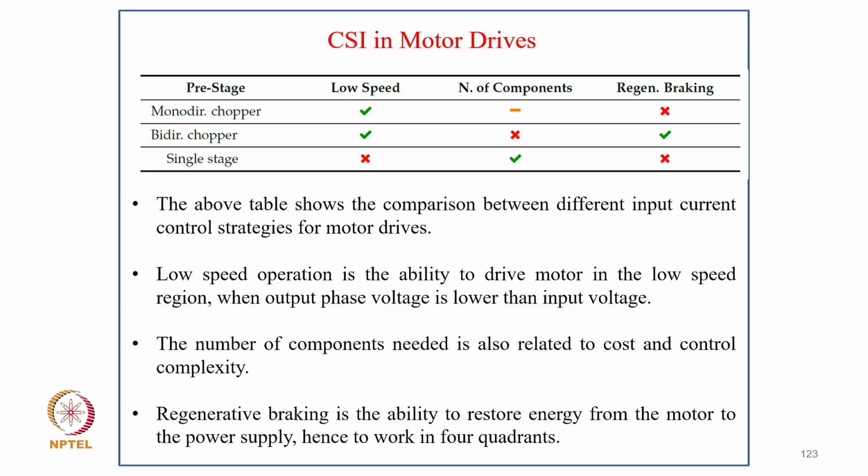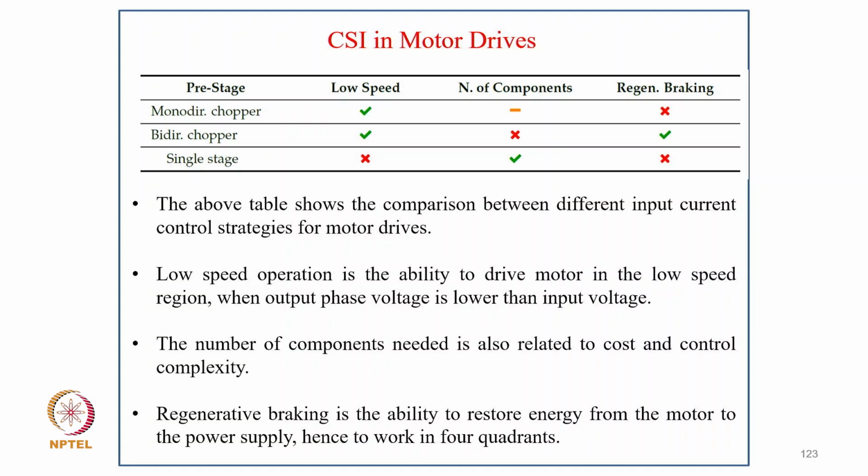Coming to the CSI for motor drives, the DC chopper is considered good for low speed. The number of components is normal, but regenerative braking is not possible. In the bidirectional chopper you can have regenerative braking, but the number of components is high. With the single stage, regeneration is possible, but you can't operate at low speed, and the number of components is reduced. So the table shows the comparison between the different input current control stages for motor drives.